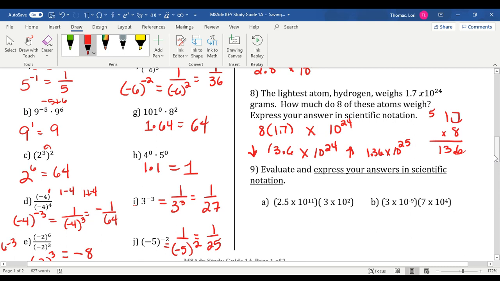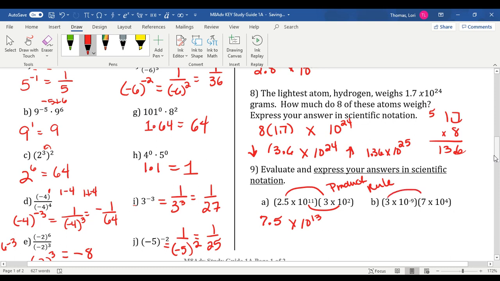The next ones we're going to multiply. So with multiplication, you simply multiply the coefficients. And then when you multiply these like powers, you're going to use the product rule. So we have 2.5 times 3. That's going to be 7.5 times 10. And we're going to add our exponents to the 13th. And 7.5 is proper scientific notation.